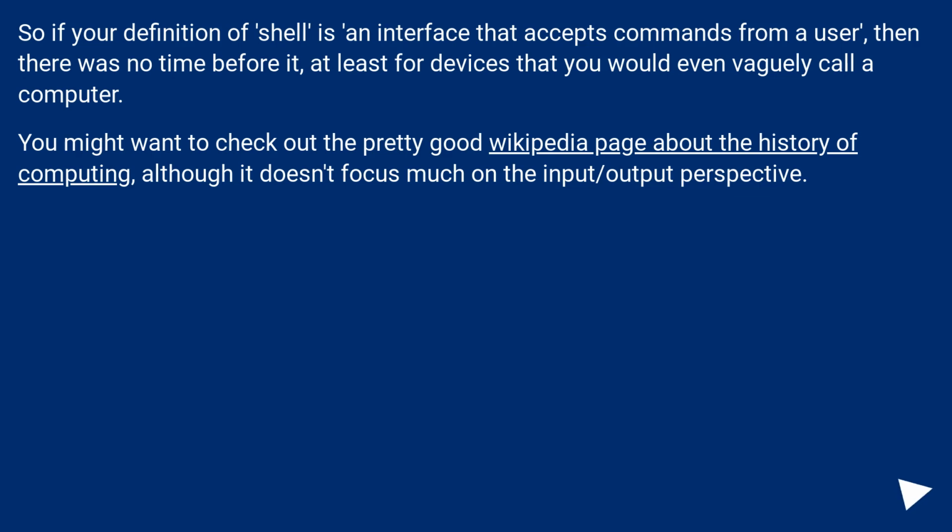So if your definition of shell is an interface that accepts commands from a user, then there was no time before it, at least for devices that you would even vaguely call a computer. You might want to check out the pretty good Wikipedia page about the history of computing, although it doesn't focus much on the input/output perspective.